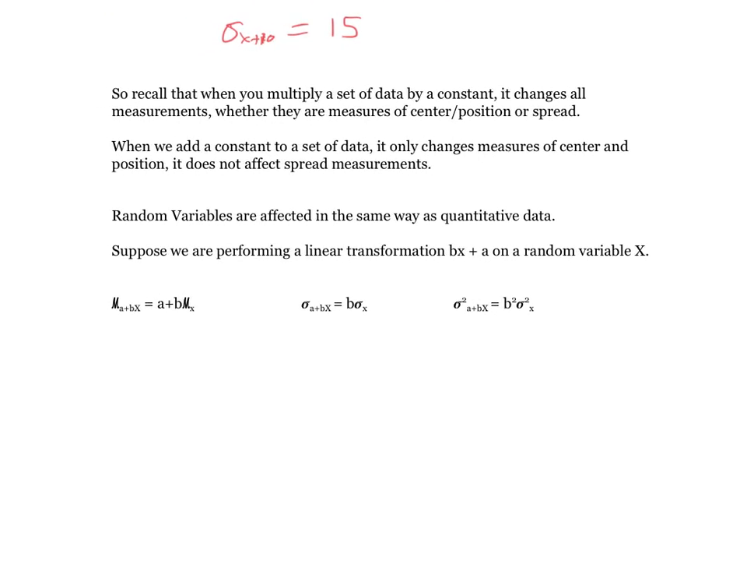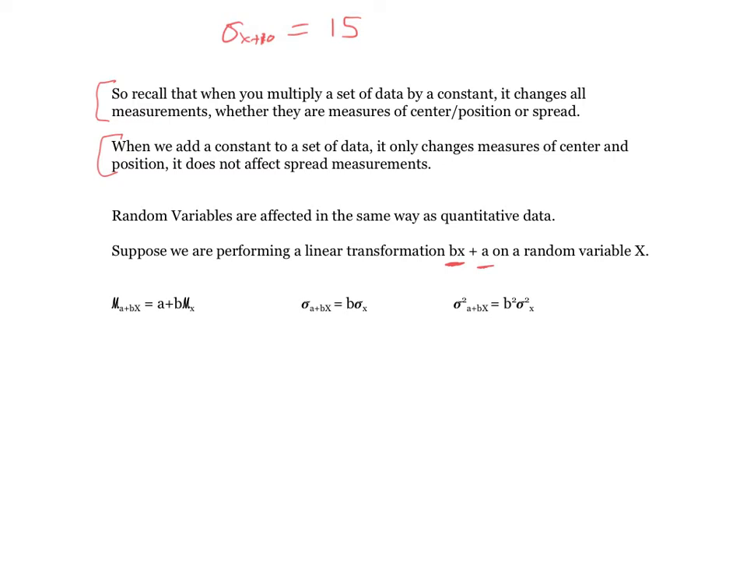Okay, so just to reiterate, when you multiply a set of data by a constant, it changes all of the measurements, whether they're measures of center, position, or spread. When we add a constant to a set of data, it only changes measures of center and position. It does not affect spread measurements. So random variables are affected in the same way as quantitative data. Okay? So suppose we're performing a linear transformation, bx plus a on a random variable x, which means we're multiplying every piece of data by b and we're adding a.